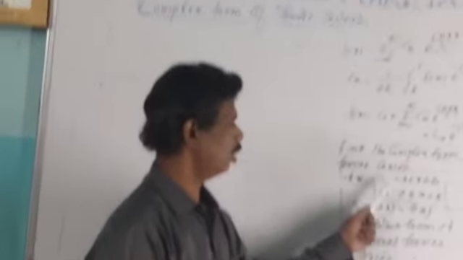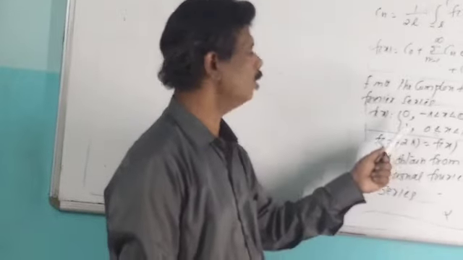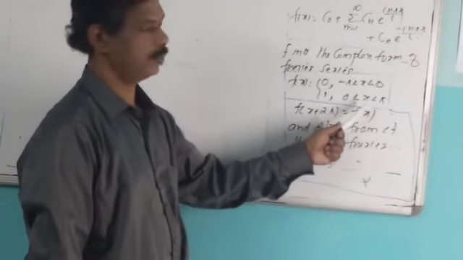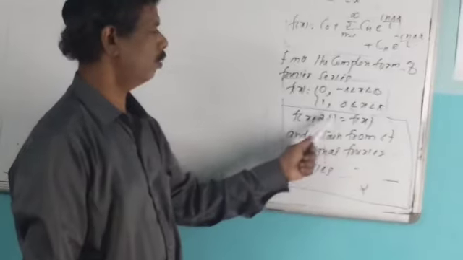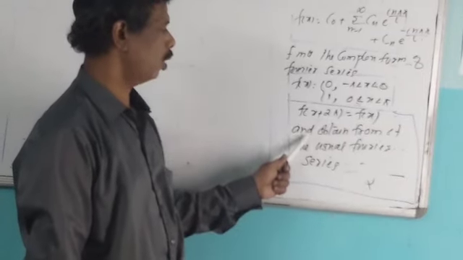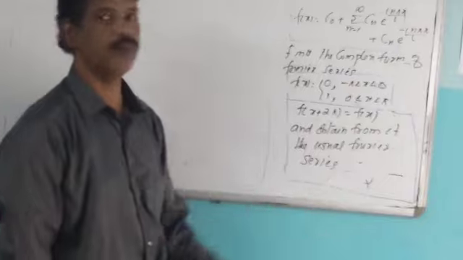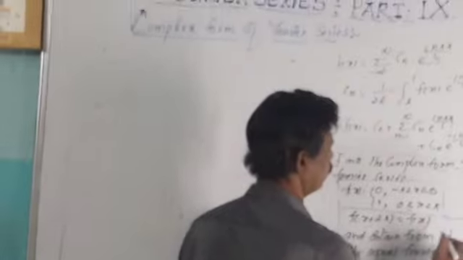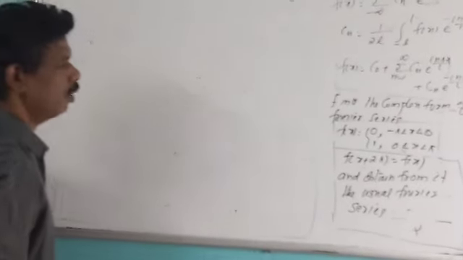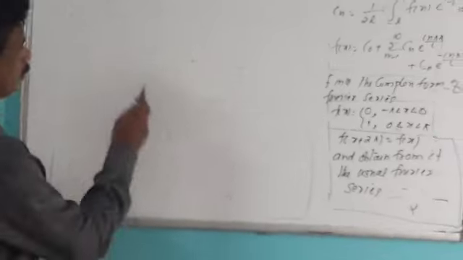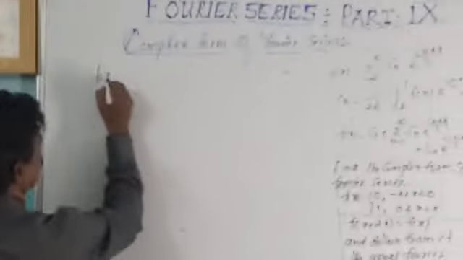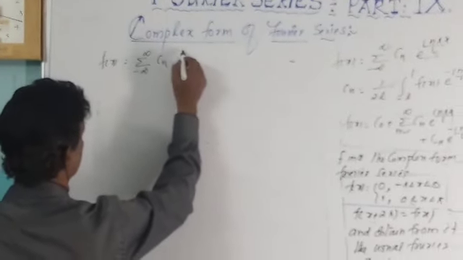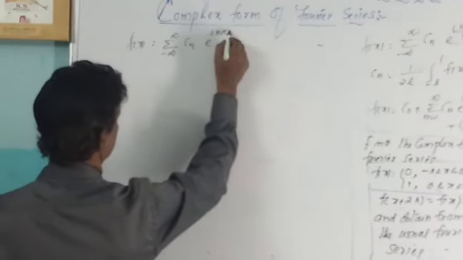Let us do some problems. Find the complex form of Fourier series of f(x) = 0 for minus pi < x < 0, and 1 for 0 < x < pi, with f(x + 2 pi) = f(x), because the period is 2 pi, and obtain from it the usual Fourier series. We have to determine the complex form of Fourier series, that is, f(x) = sigma from minus infinity to plus infinity of c_n e^(i n pi x / l).